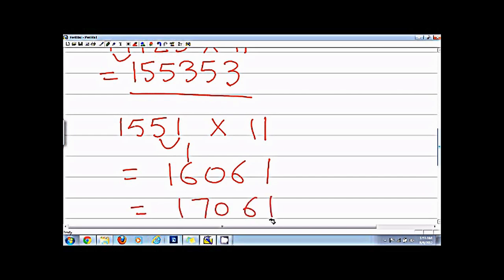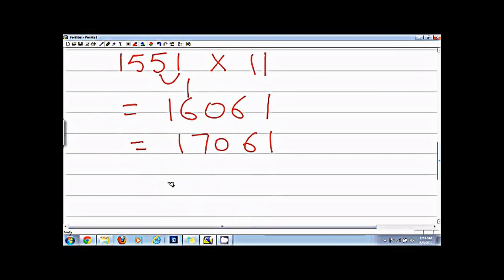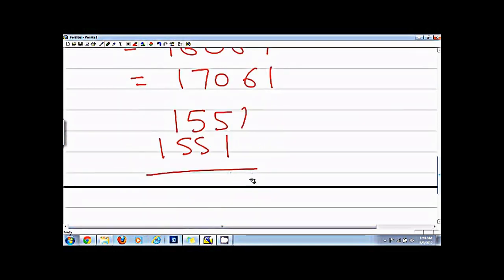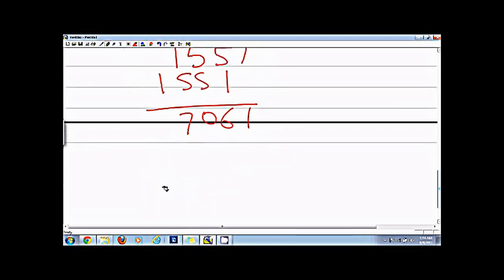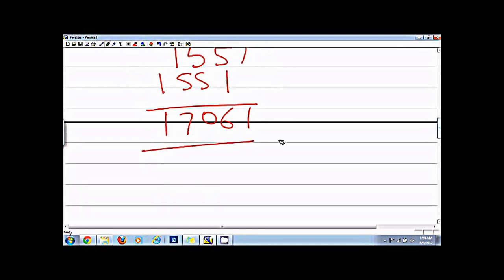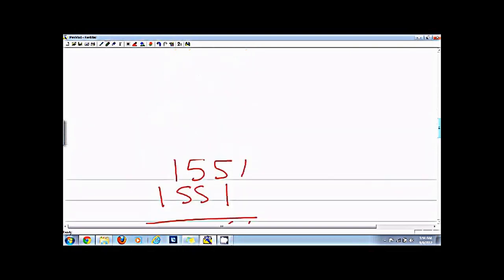Let's try to do it again. So we say 1551 and then 1551. If I add them together, that will be equal to 1, 6, 10, 1, and with the carry it will be 7 and 1. So see, the answer is the same. If you take the carry, it becomes a little trickier, but you can still use the same approach.